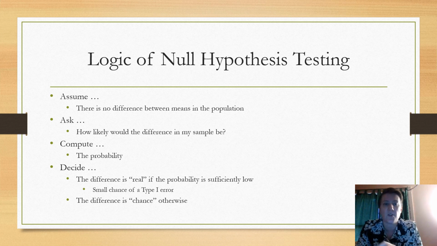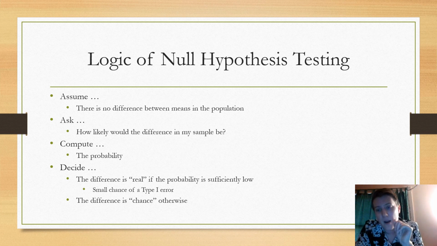So the logic of null hypothesis testing is, first, we have to start with assuming there is no difference in the means of the population that we're looking at. So there is no difference in the exam scores for people testing in a quiet condition versus people testing in a noisy condition. We start with the assumption that they're going to have the exact same scores or averages, or close enough. Then next we ask, how likely would the difference in my sample be? This is where we have our alternative hypothesis, and we're thinking, we have to assume that they're equal, but what's the likelihood they're different?